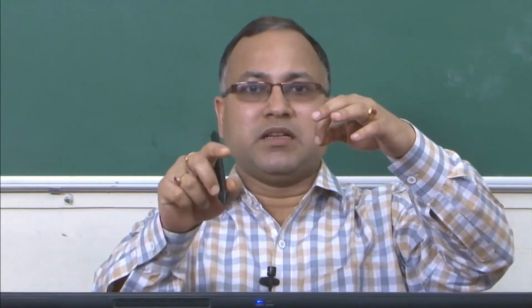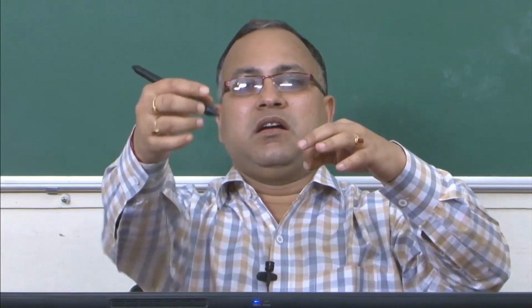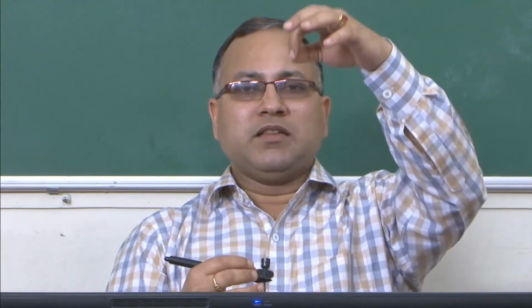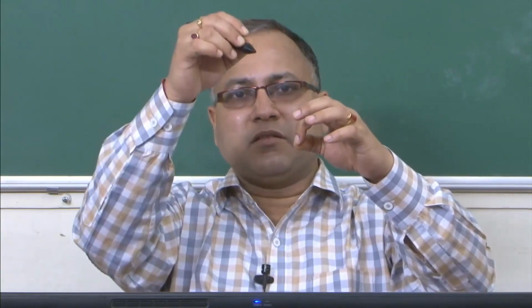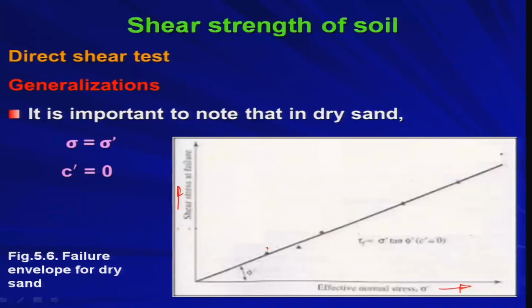Once you reach the failure, you stop the test, or if you want to extend the test to get an idea about the ultimate strength for dense sand, you can go further, but for loose sand it will be constant. Once you reach the peak strength, tau f, the failure shear stress, that is your shear resistance or shear strength. So for a constant magnitude of normal stress, you get some shear stress at failure, and each combination gives you an individual point.